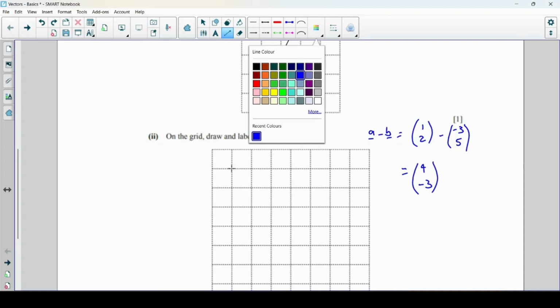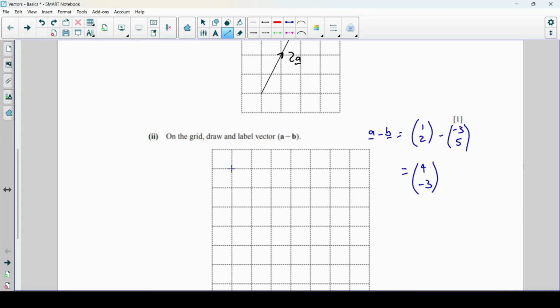So let's now draw that vector. We want 4 to the right, 3 down. Again, it doesn't really matter where I start from. 1, 2, 3, 4 right, 1, 2, 3 down. I'm pretty sure they're going to want us to put the arrow on it as well, so let's do that. And there we go, there's our vector a minus b.